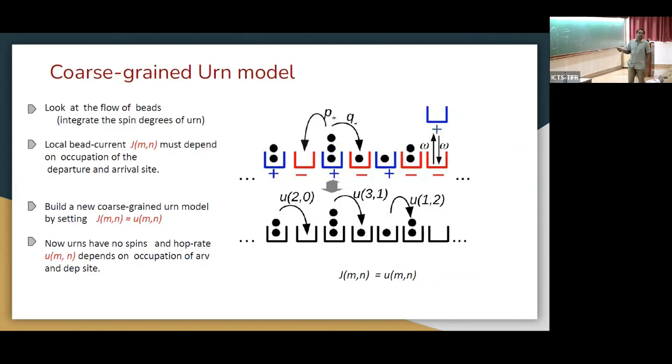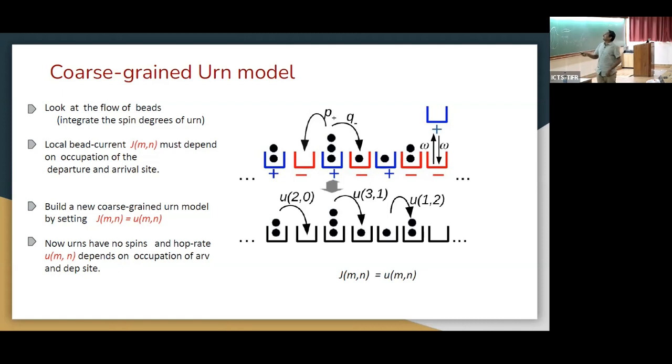Okay, so how do you coarse-grain now? So now there are two different kinds of boxes, right? I mean, you have boxes which are two different colors, red and green, okay? And what is happening is that particles are moving through this. So what you want to know is, just look at the beads and how many beads are moving through the system. So that will give you the local current. So locally, there is a current, okay?